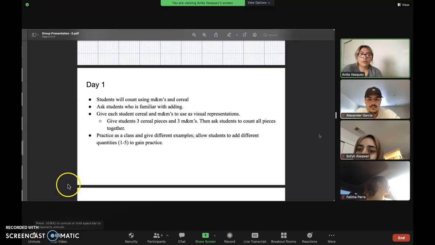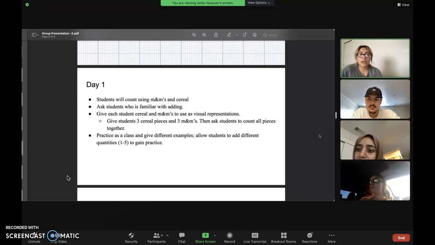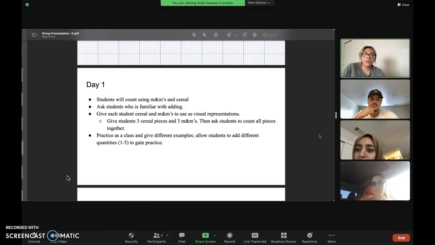So we could give them, for example, 3 cereal pieces and 3 M&Ms. So we'll start off by giving all students the same amount, and then we'll ask them to count the cereal pieces together. We'll start off as a class so that everyone is less intimidated by the work and so that they're not just doing it alone, and so they can have an idea and be familiar with it once they do end up moving on to working on it alone.